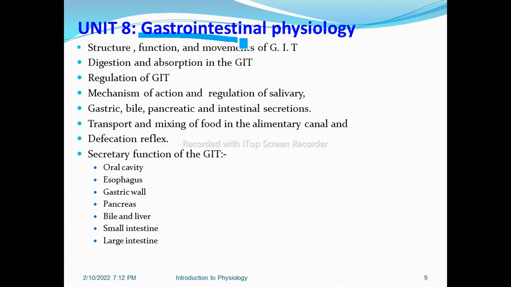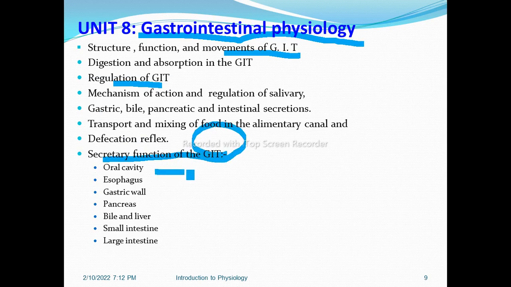And in chapter 8 we will see gastrointestinal physiology. In this physiology we will see structure and function, movement of the GIT, digestion and absorption in the GIT, regulation of the GIT, mechanism of action and regulation of salivary, gastric, bile, pancreatic and intestinal secretions, transport and mixing of food in the alimentary canal, and defecation reflex. Secretory function of the GIT will also be covered, like oral cavity, esophagus, gastric wall, pancreas, bile, liver, small intestine and large intestine.